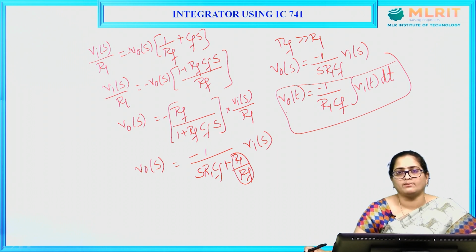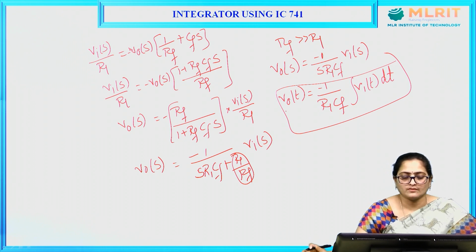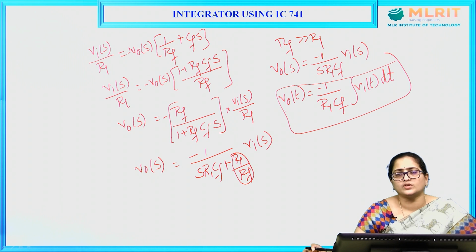This shows that the output voltage is an integration of your input voltage. Coming to the applications, this integrator can be used in waveform generation, in analog to digital converters, and in analog computers. They can also use it to convert a square waveform into a triangular waveform, that is, in a triangular wave generator.